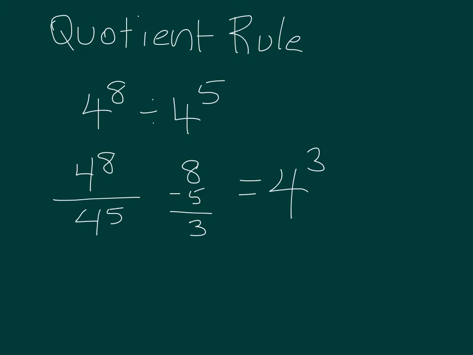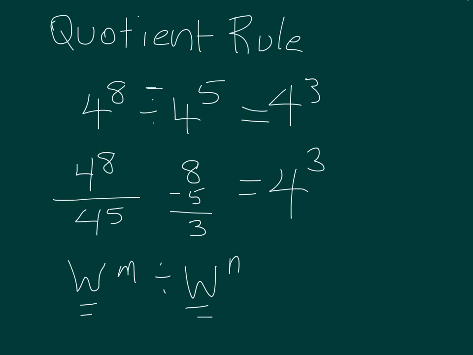Or you can do it just like this. At the first one here, what's 8 minus 5? We get 4 to the third in either case. What if we just have variables? w to the m divided by w to the n. We have like bases, so we can combine them. This is going to become just simply w to the m minus n.